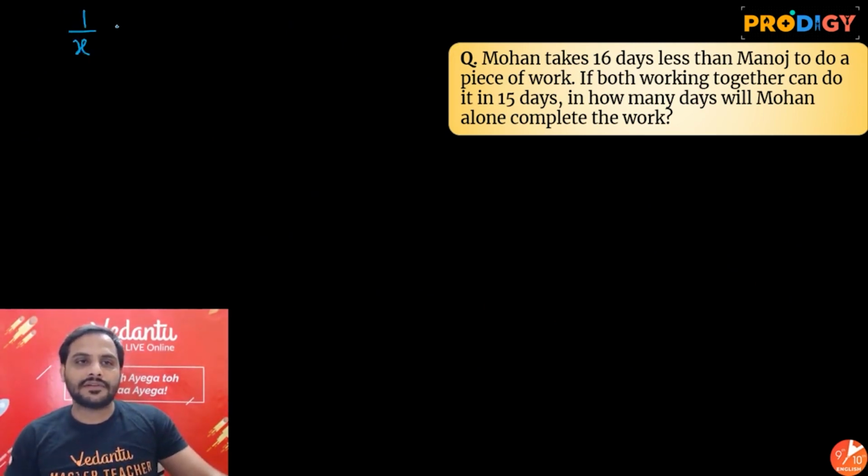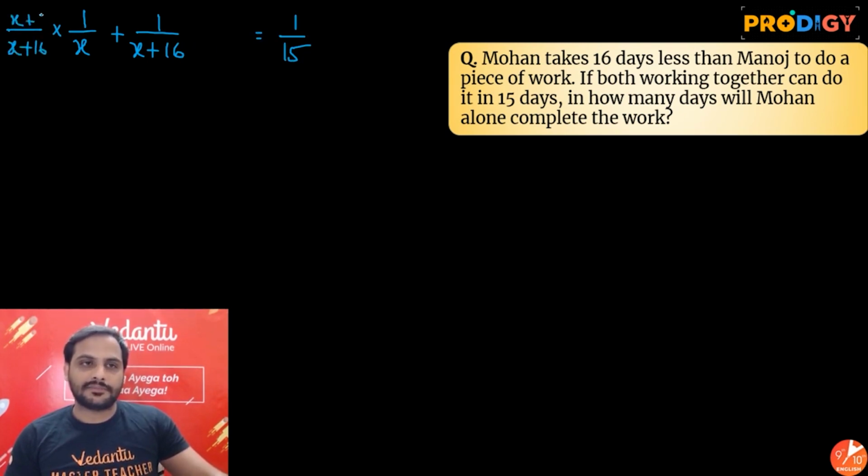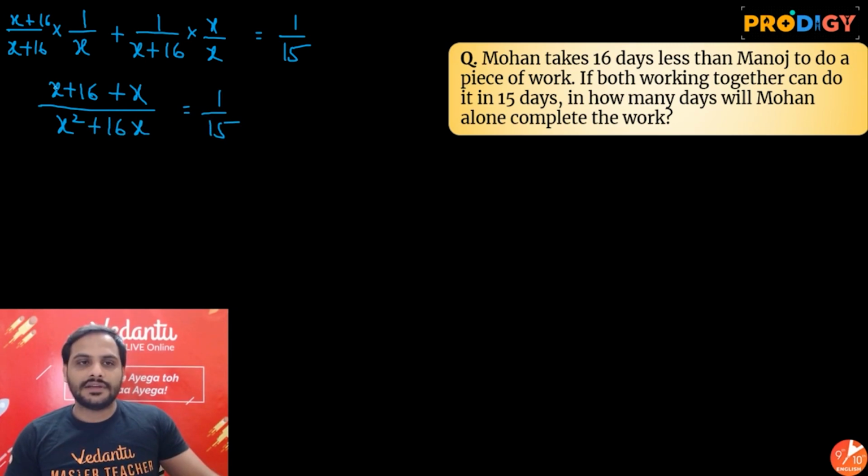So I have 1 by x plus 1 by x plus 16 is equal to 1 by 15. Here I will multiply with x plus 16, here also with x plus 16, and with x. So I will be getting x plus 16 plus x divided by x square plus 16x is equal to 1 by 15. x plus x will be 2x. 15 shifted over there, 2x into 15 is 30x. 15 into 16, 15 sixes are 90, 15 tens are 150, so 240 is equal to x square plus 16x.